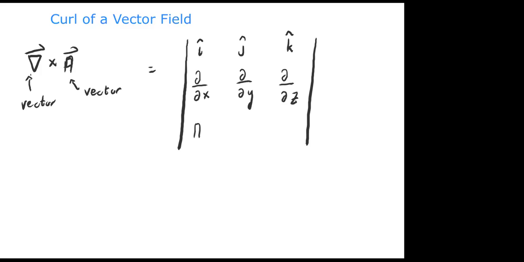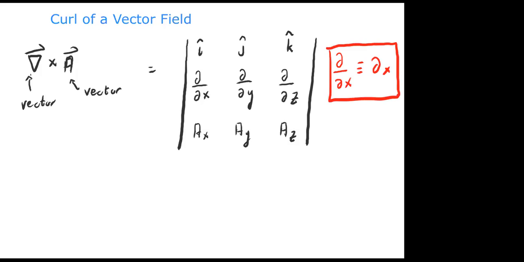And the third and final row are just the components of my vector field A: A sub x, A sub y, A sub z. So I know how to take this determinant, in quotes, and write it out. But before I do that, I want to introduce some shorthand notation that people sometimes use: rather than writing out partial with respect to x, you can just say partial subscript x. I don't really do that a lot in the problem set solutions, but I want to do that here just to save some space.